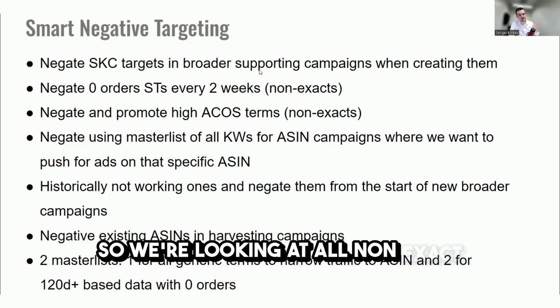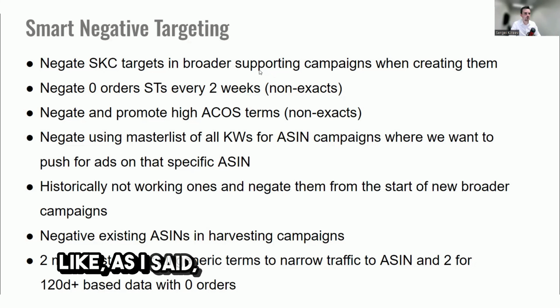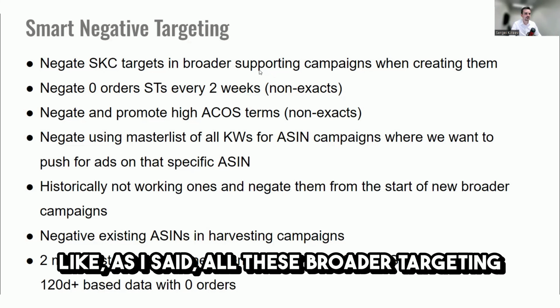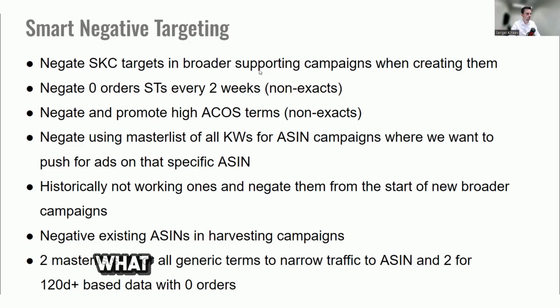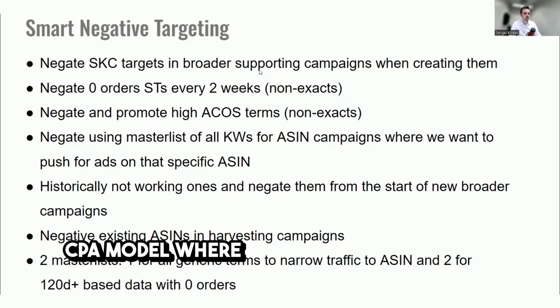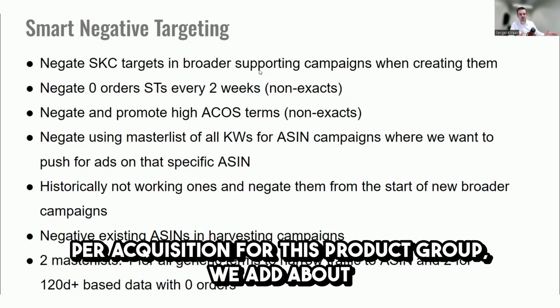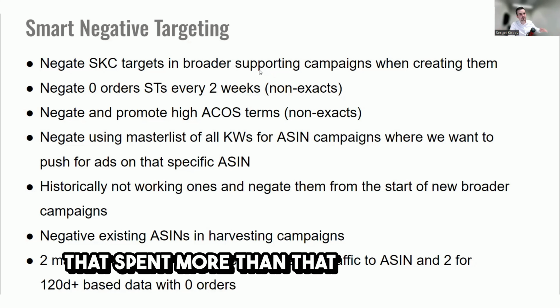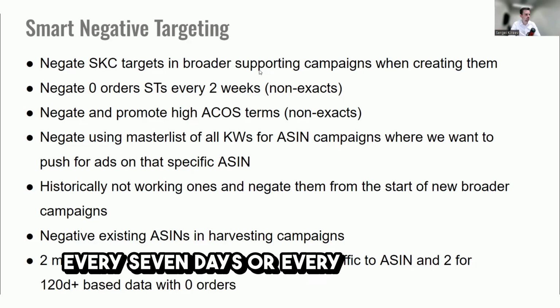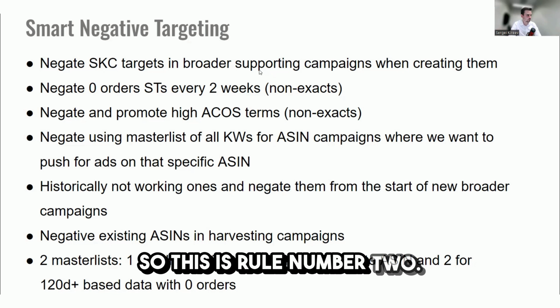We're looking at all non-exact campaigns, like, as I said, all these broader targeting campaigns, and we're just cleaning those up, right? What we're using is this so-called CPA model, where we look at the average cost per acquisition for this product group. We add about 50 to 100% on top of that, and everything that's spent more than that, we negative every 7 days or every 14 days, right? So this is rule number 2.